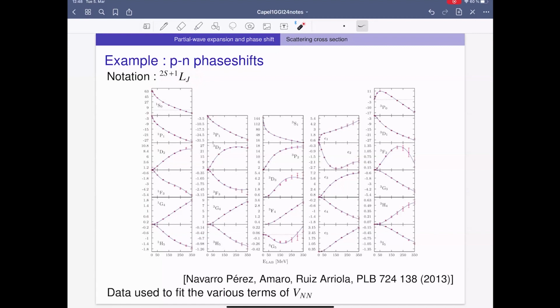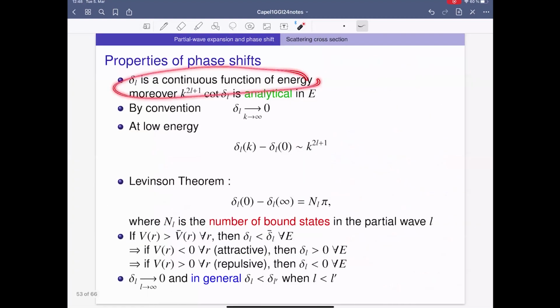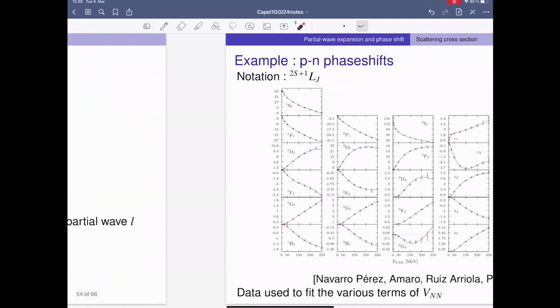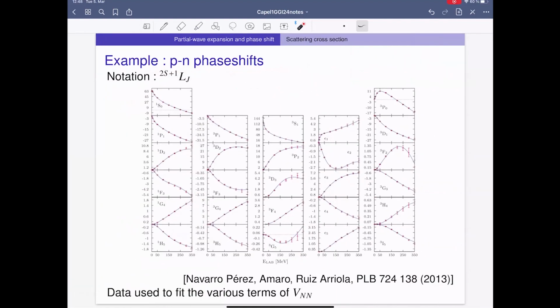What I want to show here is that it illustrates very well what we've just said. The first is that the data are represented by these red crosses that you can see here. These are extracted from scattering data. The blue solid line is the result of the calculation that they have done. So they have fitted the proton-neutron interaction in order to reproduce these data. And what we see first is that the phase shift is indeed continuous with the energy. There is no disruption of these phase shifts.